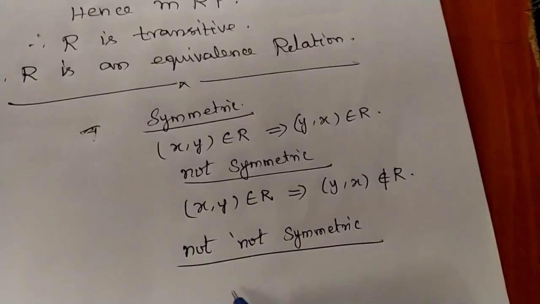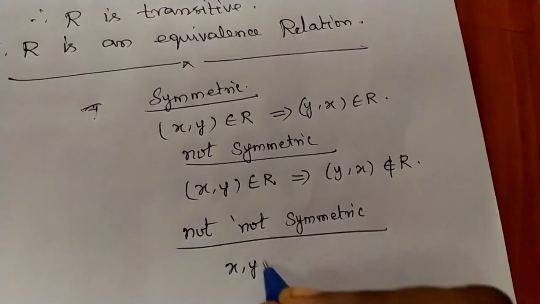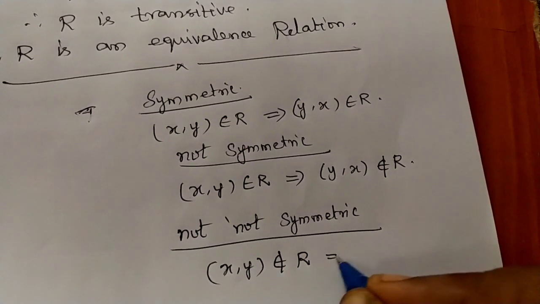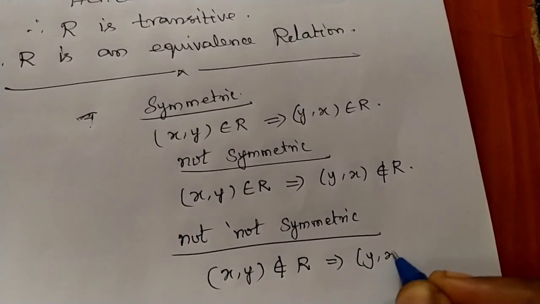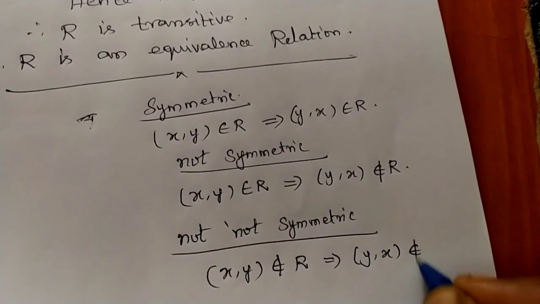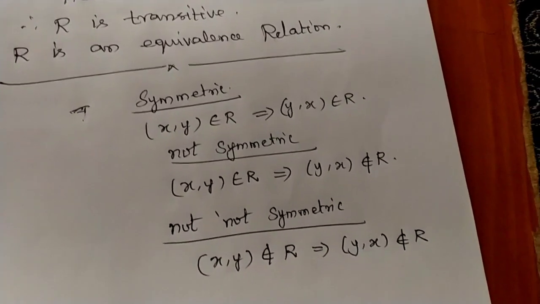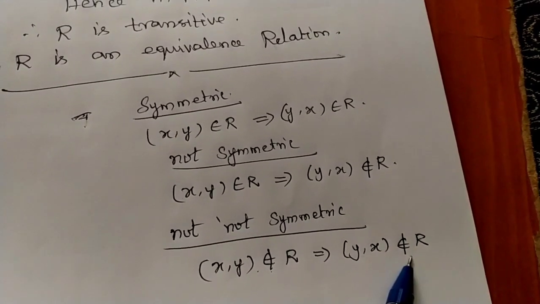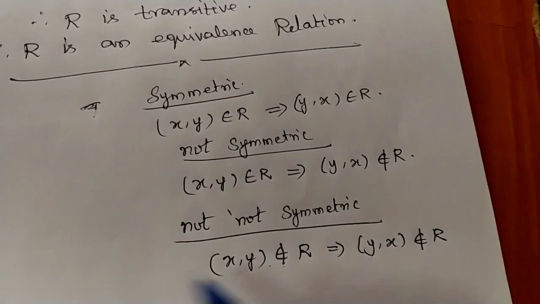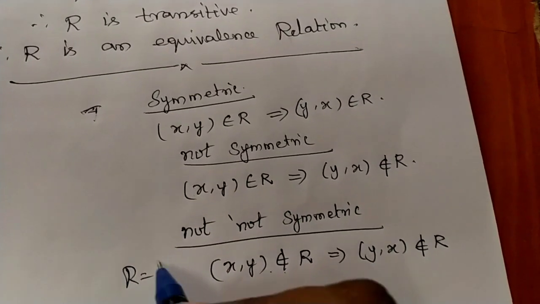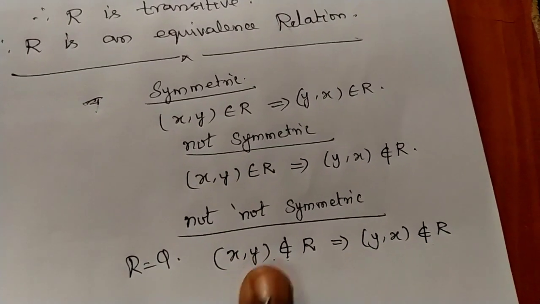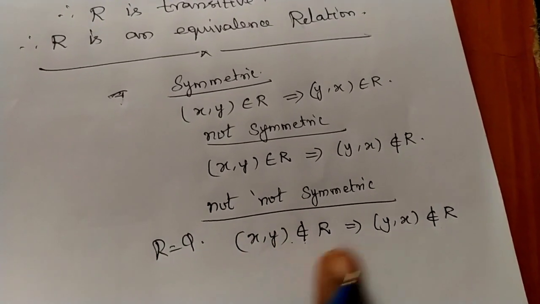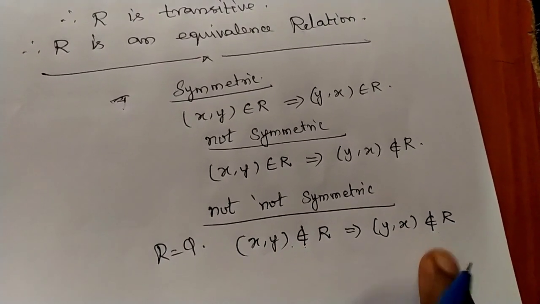Not of not symmetric means (x, y) does not belong to R, and (y, x) also does not belong to R. Two pairs: the statement does not belong to R, and the reason also does not belong to R. This is a not of not symmetric case. We have already seen R equal to the empty set is not of not symmetric. Empty means no pair: (x, y) not in R, and (y, x) also not in R.